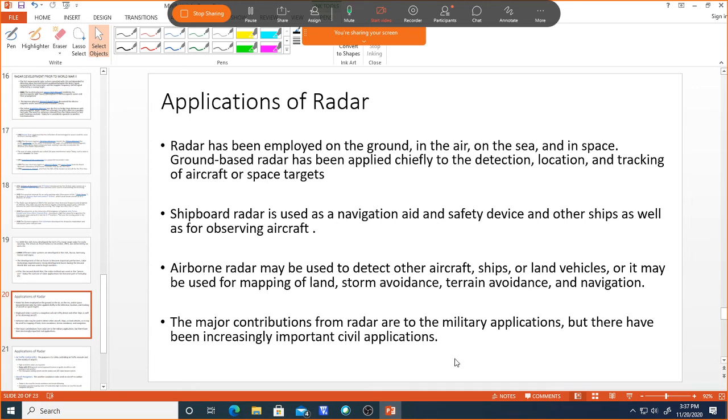The major contribution of radar is to military applications, because at the time of the World War, radar was the main concern for detecting targets. That's why the major contribution goes to military application. But nowadays they are also increasingly designing radar systems for civilian applications.